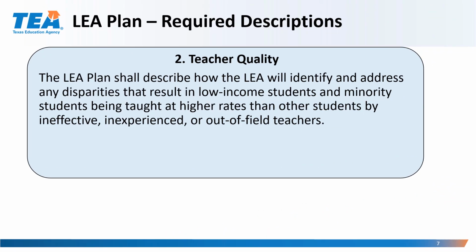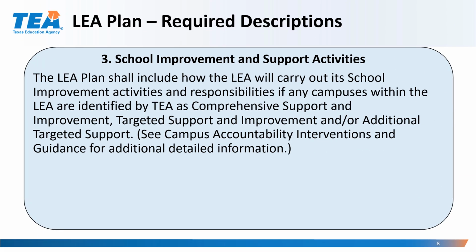In the area of teacher quality, the LEA plan shall describe how the LEA will identify and address any disparities that result in low-income students and minority students being taught at higher rates than other students by ineffective, inexperienced, or out-of-field teachers. In the area of school improvement and support activities, the LEA plan shall include how the LEA will carry out its school improvement activities and responsibilities if any campuses within the LEA are identified by TEA as comprehensive support and improvement, targeted support and improvement, and/or additional targeted support campuses.